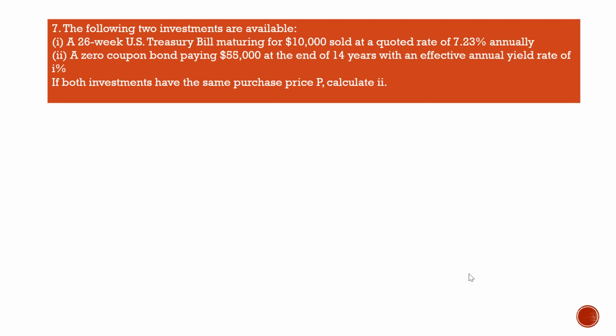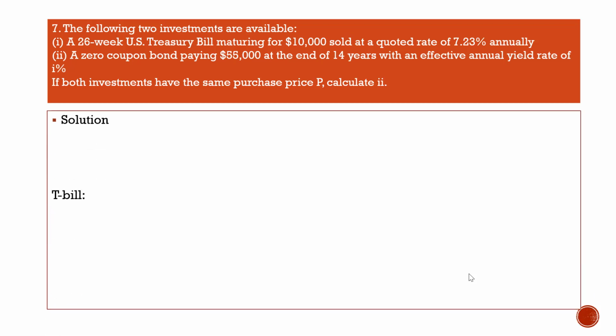Question number 7. The following two investments are available. First investment, a 26-week U.S. Treasury bill maturing for $10,000 sold at a quoted rate of 7.23% annually. The second investment, a zero coupon bond paying $55,000 at the end of 14 years with an effective annual yield rate of I. If both investments have the same purchase price P, calculate I.